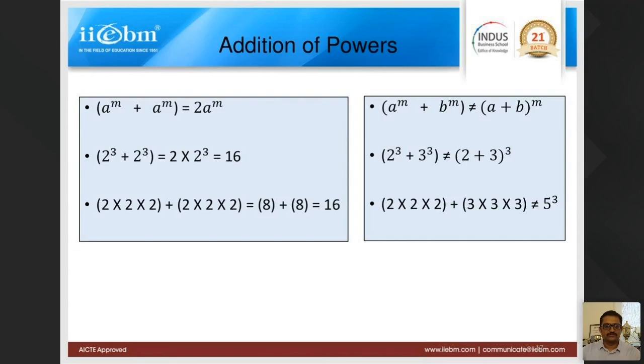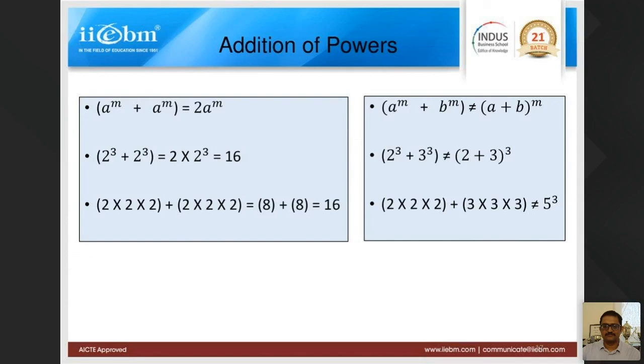If we calculate this, 2 times 2 times 2: 2 times 2 is 4, 4 times 2 is 8. This is 8. Plus, 2 times 2 is 4, times 2 becomes 8. So again it is 8. So 8 plus 8 gives me 16.